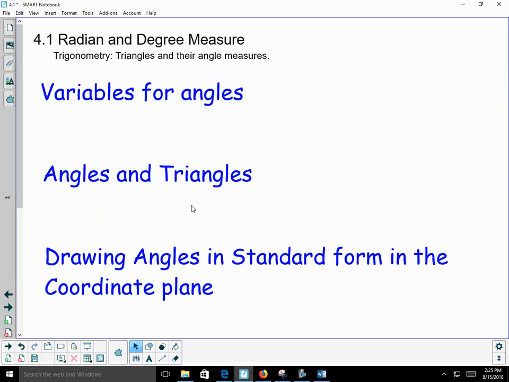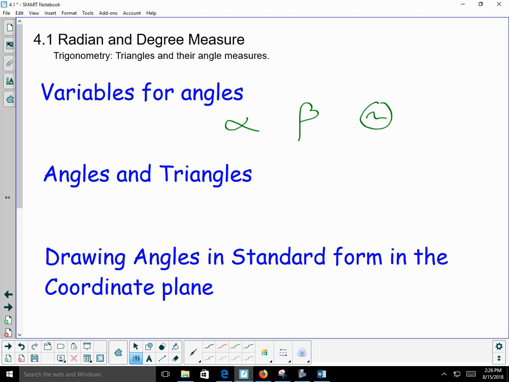Okay, so this is what we're going to cover today. We're going to talk about variables for angles. The variables for angles that we use in trig are alpha, which looks kind of like an incomplete infinity symbol. Then we have beta, which is like a B with a tail. And then finally you have theta, which your generation says looks like a Pokemon ball. So those are the 3 variables that we most commonly use for angles.